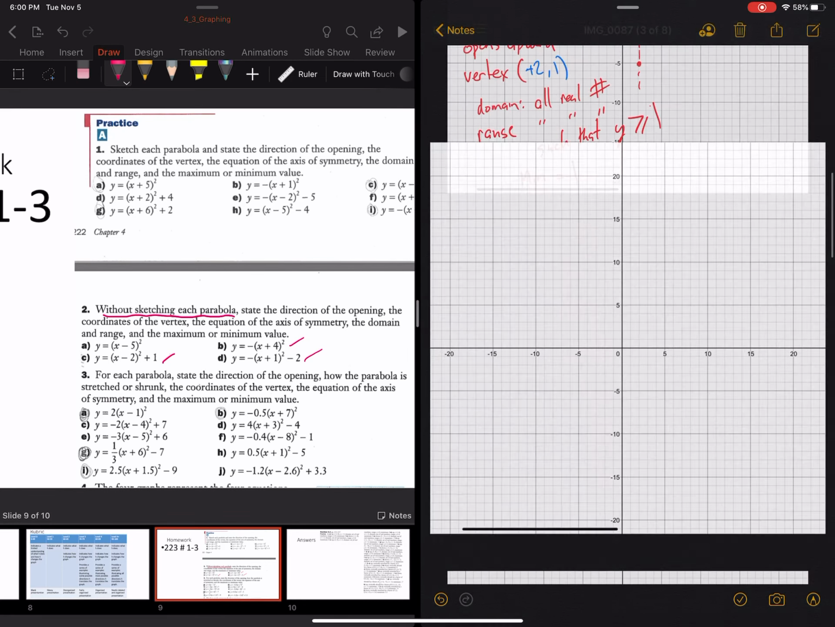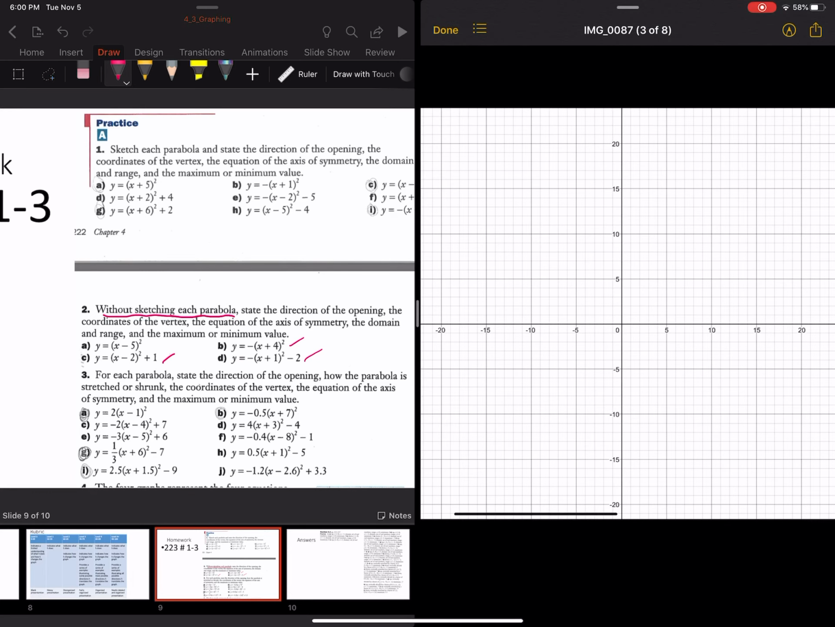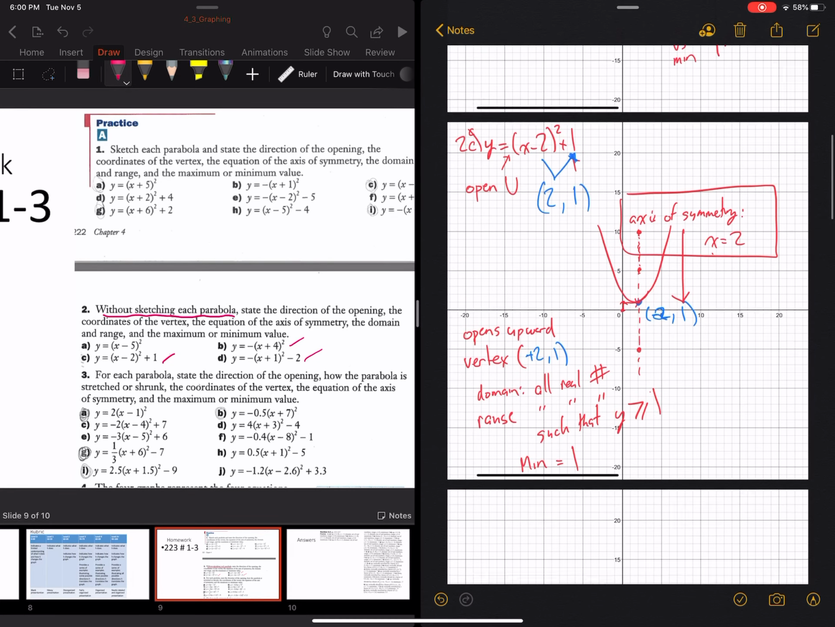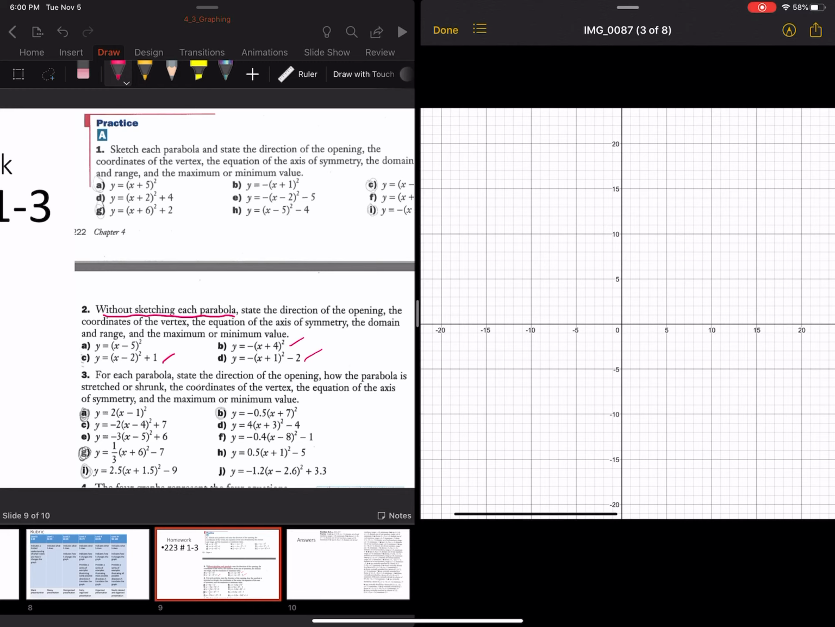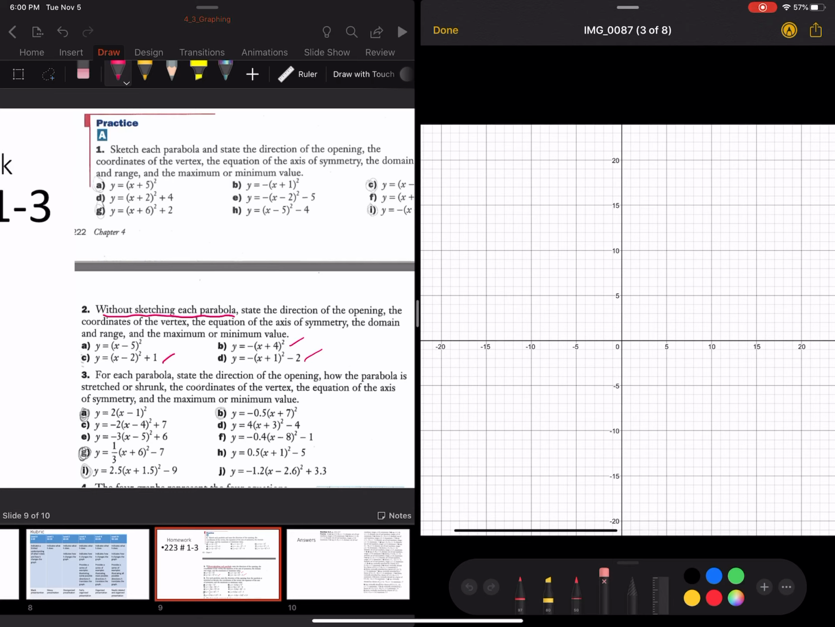We now have, that's B. Was that B or what did we do? No, that was C. Let's do D. D is pretty much exactly the same. But this time we'll try and do it without looking at, we'll try and do it without drawing. Okay, 2D. Y equals minus x plus 1 squared minus 2.